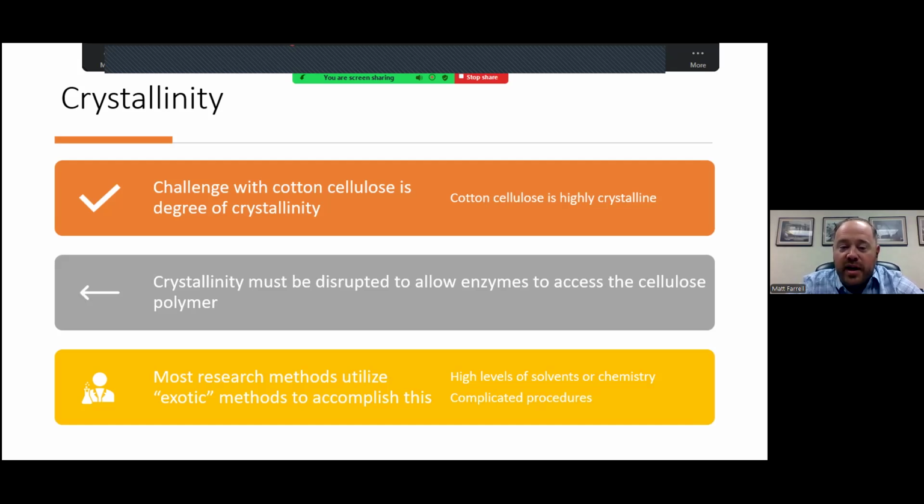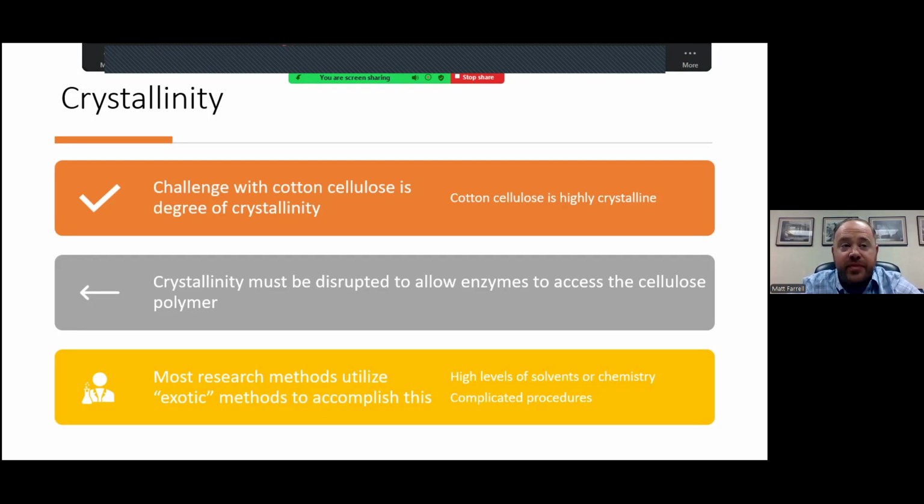So we have to do something that allows us to disrupt that crystallinity within the cellulose found in cotton. And when we look back over the years, we see that this isn't necessarily a new concept, but from my perspective, when I look at this, I see that the research that's been carried out really relies on, and you'll see this word from me, exotic methods.